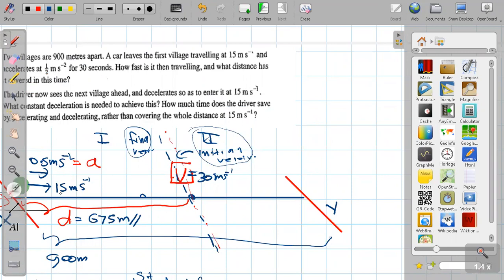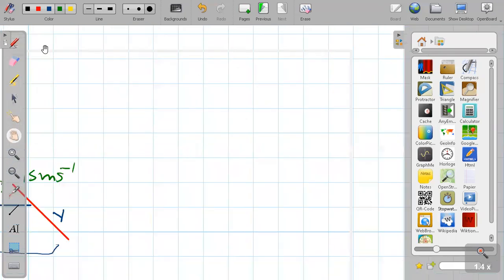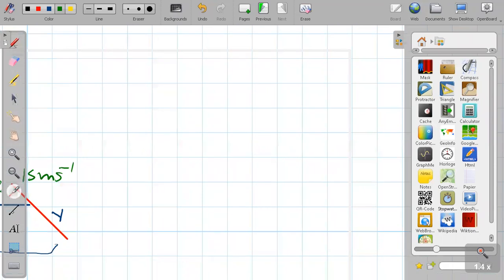He just accelerated from this point and reached here with some velocity of 30. He knows that there is a speed limit here, some 15 meters per second. He has to reduce to that velocity under some deceleration. I don't know this one too. So firstly I have to find this deceleration. Now I'm going to draw the second half. Let me draw the second half only.